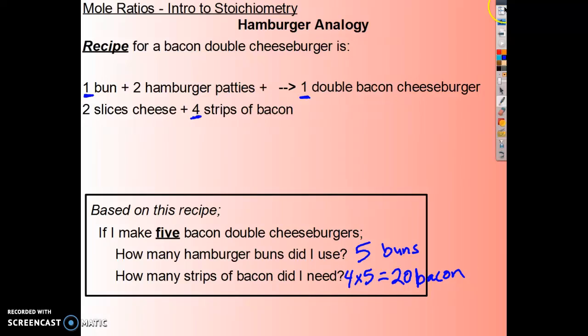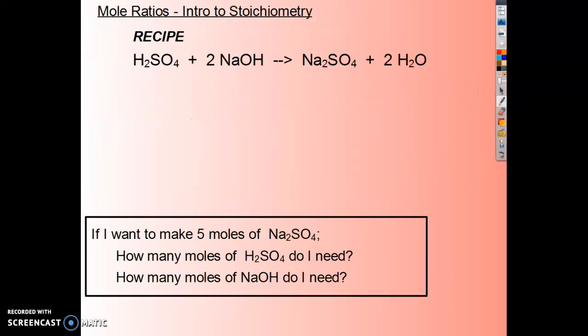We can see this in a chemical reaction the same way. A chemical reaction, once it's balanced, is kind of like a recipe. So this recipe says 1 sulfuric acid with 2 sodium hydroxides reacts to make 1 sodium sulfate and 2 water molecules. So the same question: if I wanted to make 5 moles of sodium sulfate, how many moles of sulfuric acid would I need? Well, since this is a 1-to-1 ratio of sulfuric acid and sodium sulfate, I would need 5 moles of sulfuric acid.